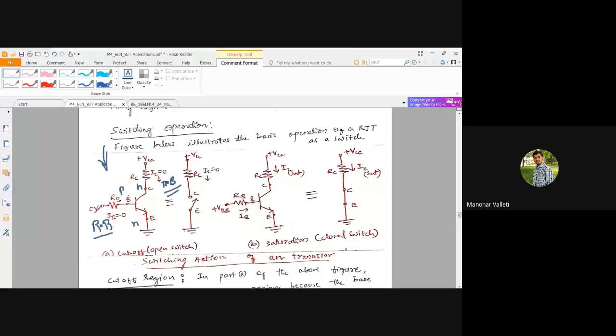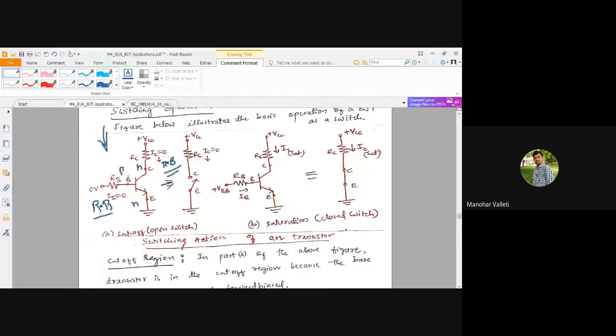As the applied input is 0 volts, the IB current is 0. If the IB current is 0, then the IC current is also 0. The circuit equivalent is that the transistor is replaced with an open circuit like this. So you can say that IC equals 0. If the transistor is operating in the cutoff region, then the transistor acts as an open switch. How can I say that it is an open switch? Because IC is 0, and IC is 0 means this is open.